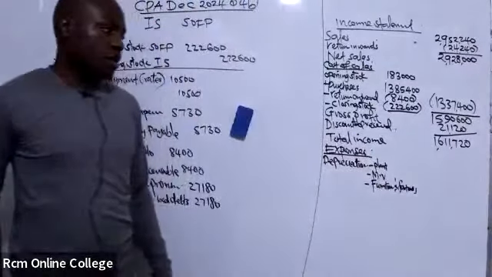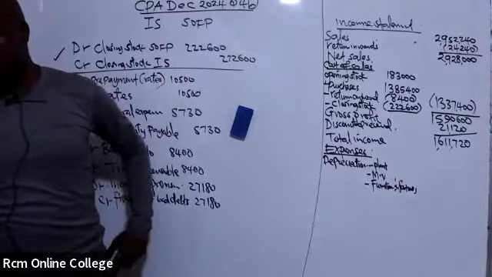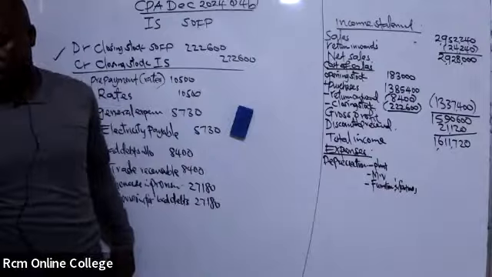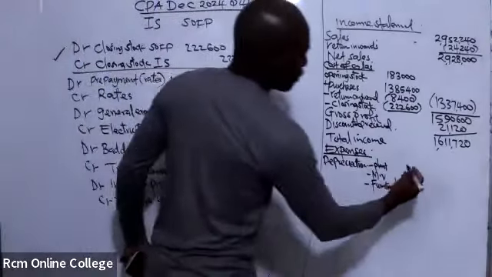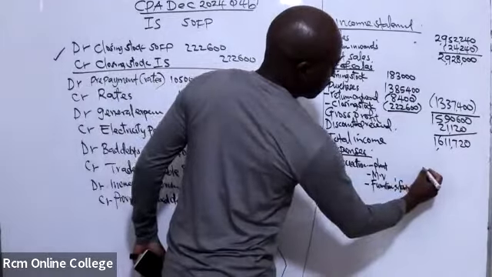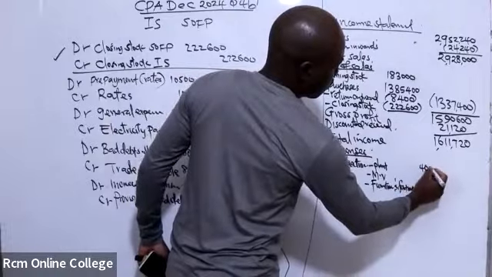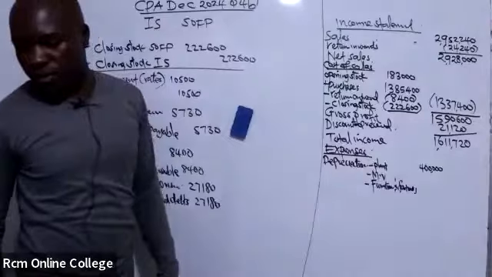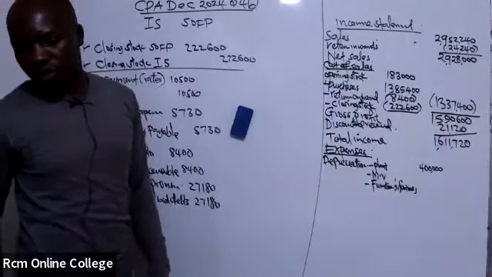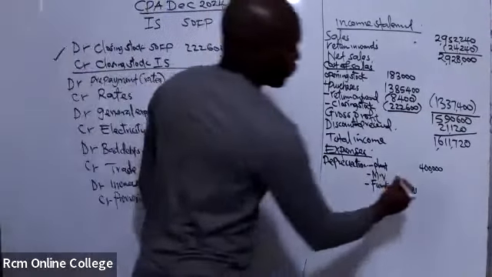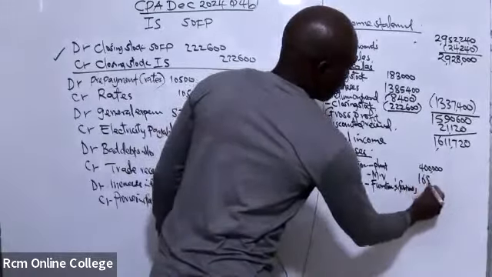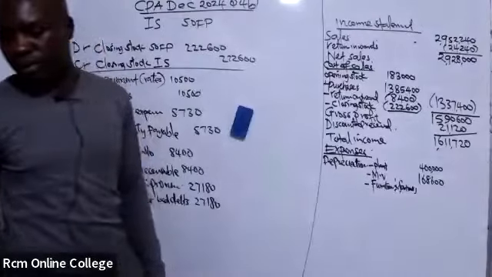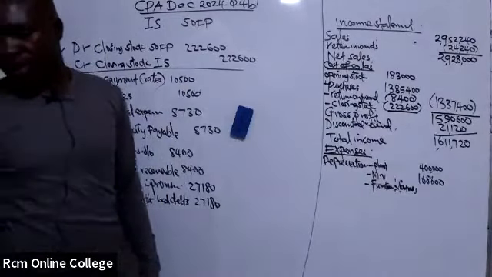So what is the depreciation of plant? How much was the figure? Depreciation of our plant, 400,000. For our motor vehicle, depreciation expense for our motor vehicle, 168,600. For furniture and fixtures, 30,625.